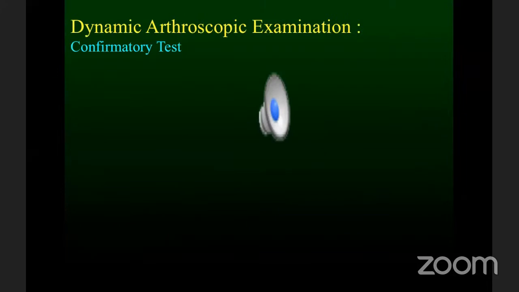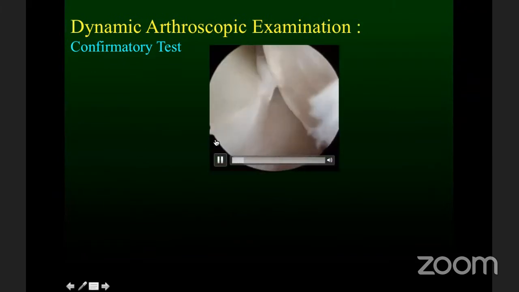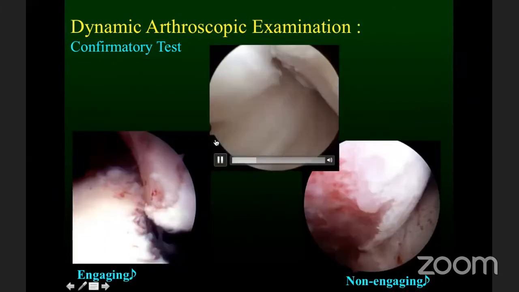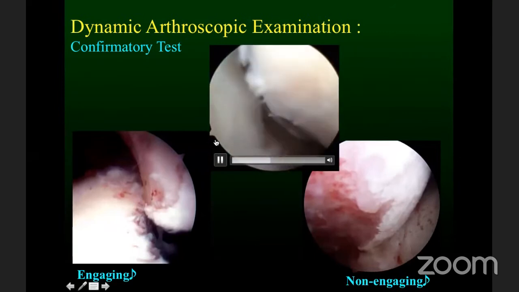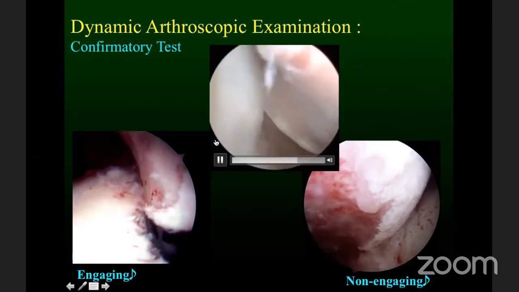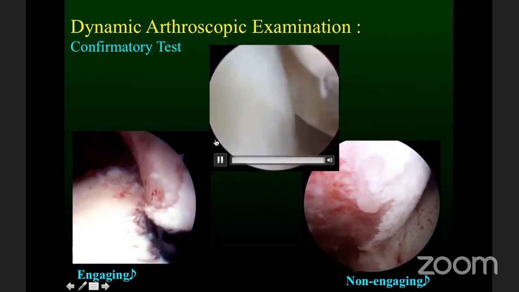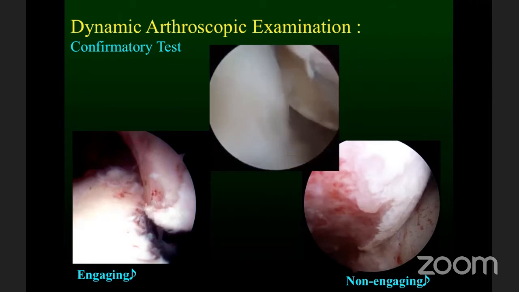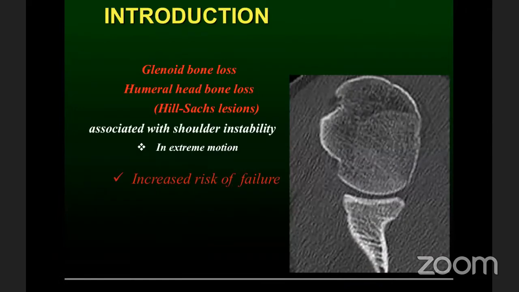So what is the confirmatory dynamic test? The confirmatory dynamic test for these lesions is basically whether it's engaging or non-engaging. The only way to confirm this defect is by doing arthroscopy. You put your arthroscope in and maneuver the shoulder in abduction and external rotation to see whether the Hill-Sachs is engaging into the anterior glenoid bone or not. Glenoid bone loss increases the risk of Bankart failure.